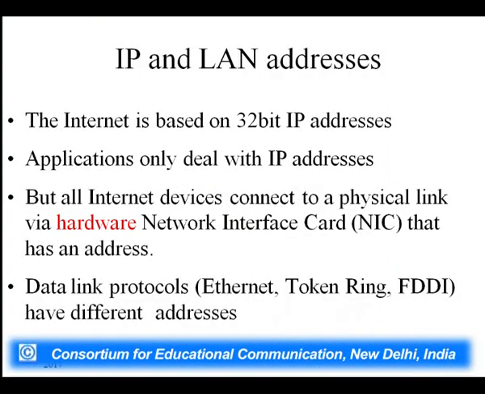So therefore, what do you know? You know only the web address or the URL. So the URL has to be converted into an IP address, and the IP address has to be converted into a hardware address, because at the lowest level, the ultimate communication between two machines takes place in terms of the hardware address. So the IP address in a LAN makes the internet protocol work. This IP address is a 32-bit address. That means the number of bits to represent an IP address is 32. And applications only deal with IP addresses.